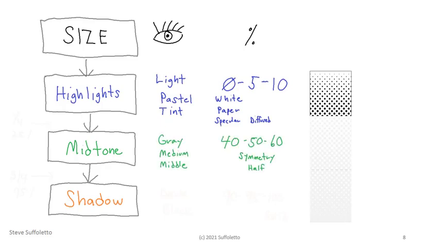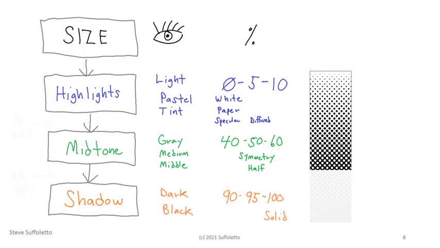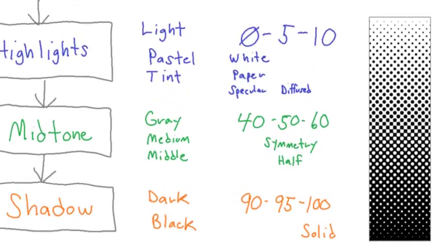The midtones are the grays. They're middle and medium. They go somewhere between 40 and 60%. Obviously, 50% would be perfect symmetry. Half is black, half is white. And when we get into the shadows, we're talking about the dark black colors. That's somewhere between 90 to 100%, and that would be an example of the shadows. So we go from 0 paper to 100% solid black ink, and that's your tonal scale.